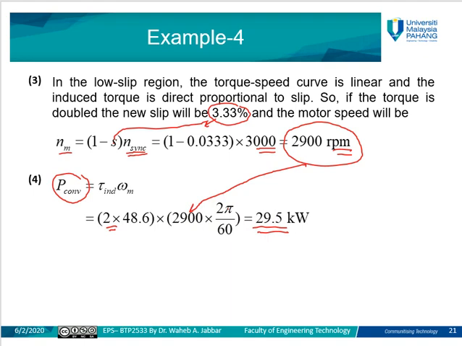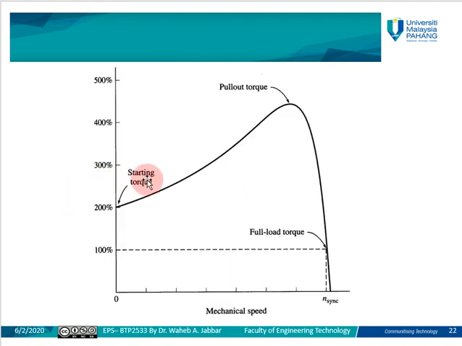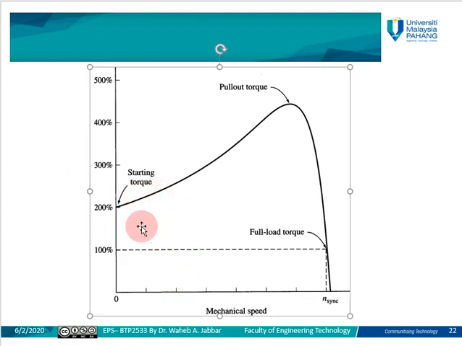You can refer to this graph in your slides, which shows you the relation between the torque and the speed, and how the torque starts from a high value, which is roughly 200%, or double, of the rated or full load torque. Then it goes to the pull out torque. Then it goes down when the speed is near the synchronous speed. At the synchronous speed, the value of the torque equals 0. For that, we said the machine must run at a speed less than the synchronous speed.